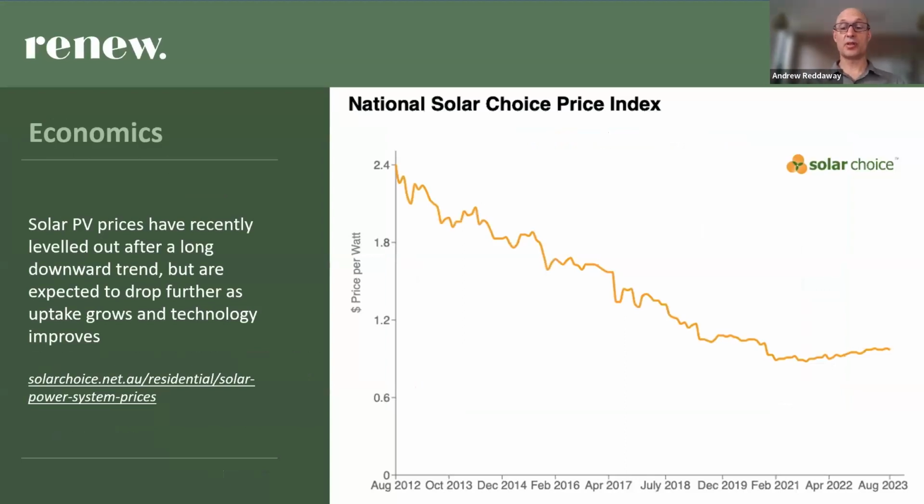Solar panels have dropped a lot in prices. So that's just a quick chart there from over the last decade and a bit. So that's great news.